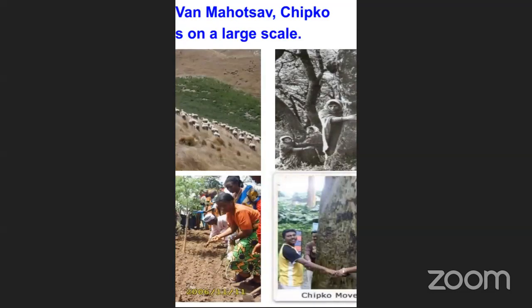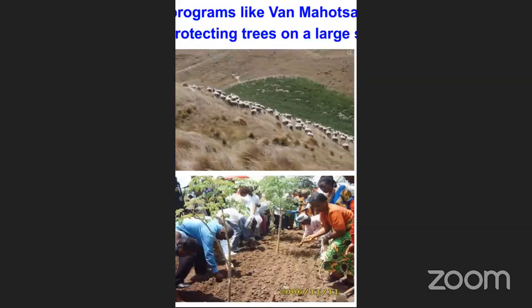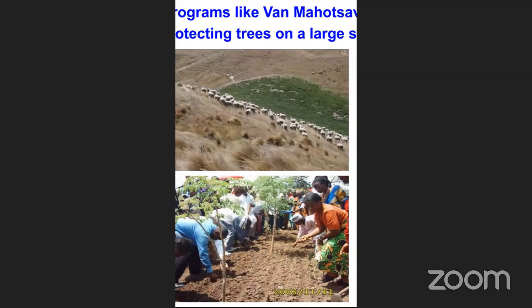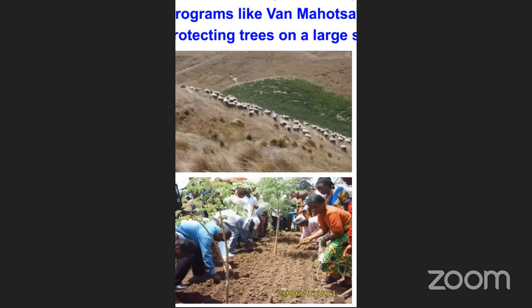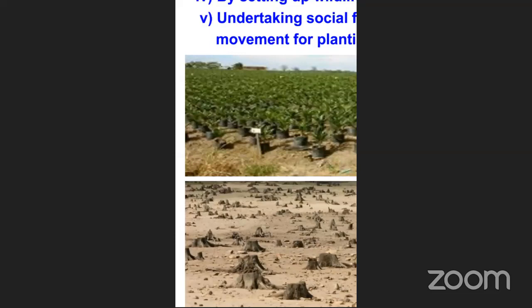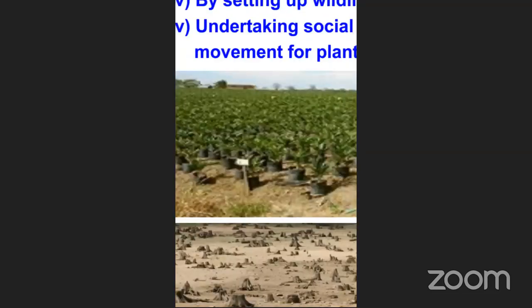Yes, you can see the people here. They are planting the trees. Can you see this? Yes? Each one of them is trying to plant a tree. See here, they have kept so many saplings here to plant the trees here.